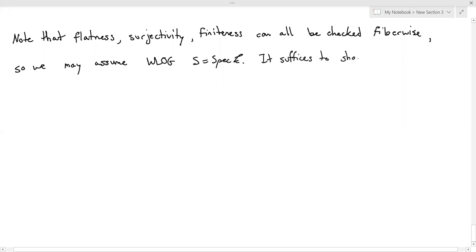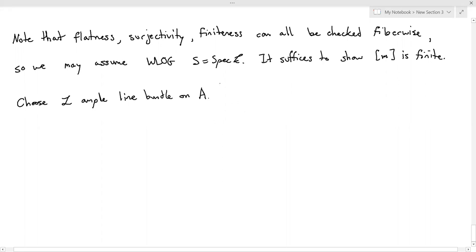to show that M is finite. But, okay, let's see here. Let me think for a second. Yeah, this is fine. We want to show it's finite. Okay, so then what can we do? Well, choose L, an ample line bundle on A. Again, we know that A is projective, so we can do this.